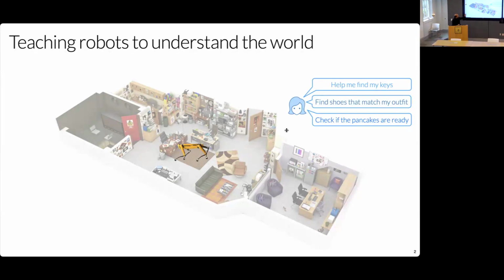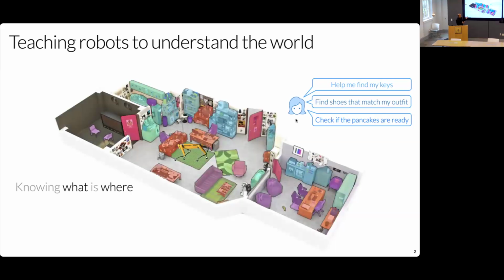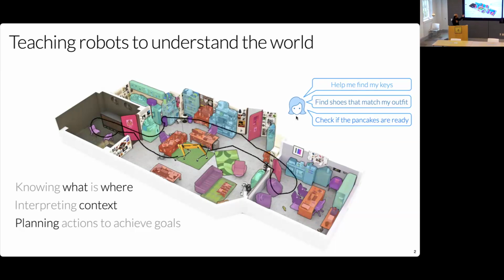So let's try and think about what solving these tasks entails. To make meaningful progress towards these tasks, robots must know what is where in the world. So have some representation of the world, knowing what exists and where everything is. And then in addition to this, you need to interpret the context in which these tasks have been provided. So what outfit is in question for which you need to find the shoes.